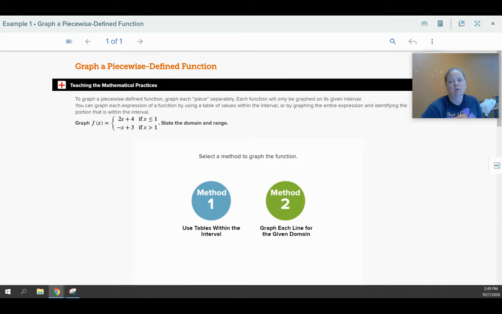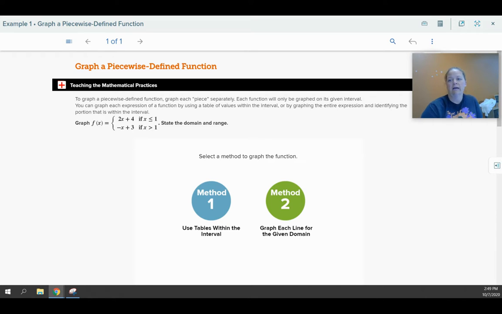To graph a piecewise-defined function, graph each piece separately. Each function will only be graphed on its given interval. You can graph each expression of a function by using a table of values within the interval, or by graphing the entire expression and identifying the portion that is within the interval.